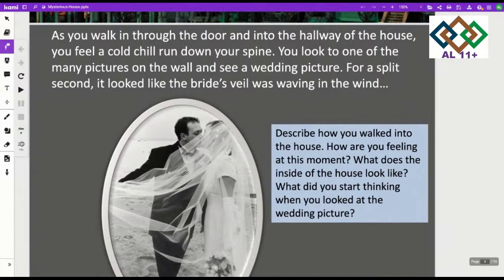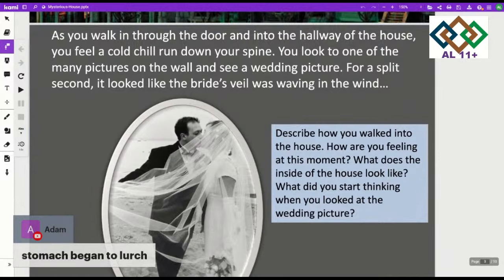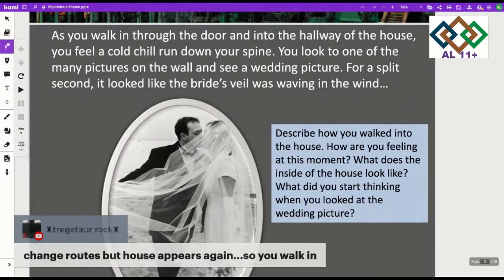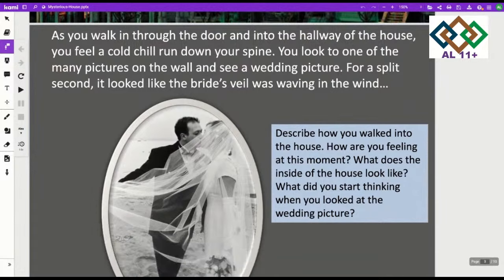That's a good one. I'll just put your one on the top. Your stomach begins to launch. That's good. And another one is saying that you change routes, but the house appears again, so you walk in. That's the thing I'm asking you guys. That's a good one. Keep writing what you think is coming up in your thoughts.